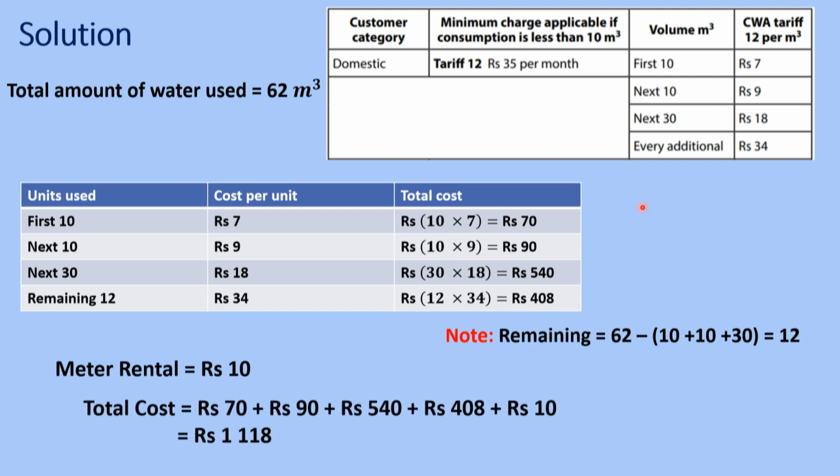So the total cost will be 70 plus 90 plus 540 plus 408 and plus 10 for the meter rental. So her bill will be 1,118 rupees. That is, Mrs. Smith will have to pay 1,118 rupees to the CWA.